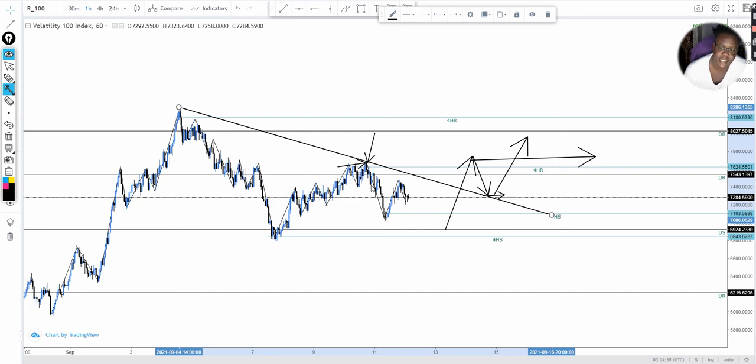So this is a strategy that I use, guys. Very, very simple. It's not hard to understand. It just takes time, practice, and patience, and you will be okay.